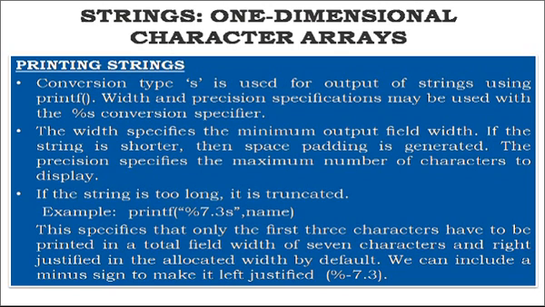Example, printf("%7.3s", name). This specifies that only the first 3 characters have to be printed in a total field width of 7 characters, and they are right justified in the allocated width by default. We can include a minus sign to make it left justified, that is %-7.3s.